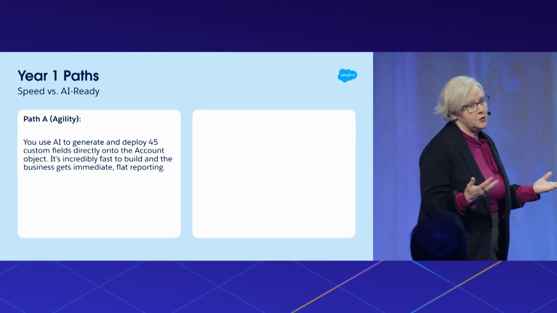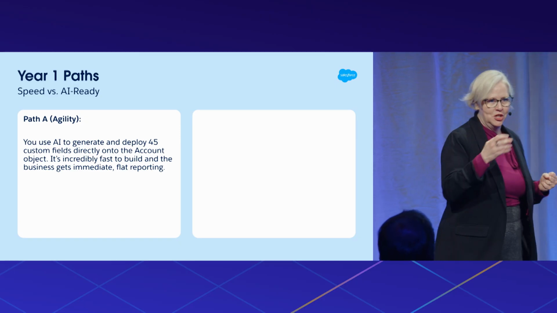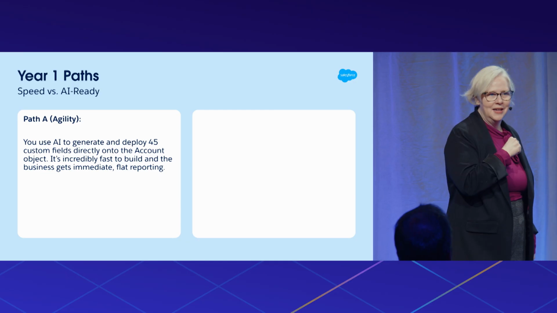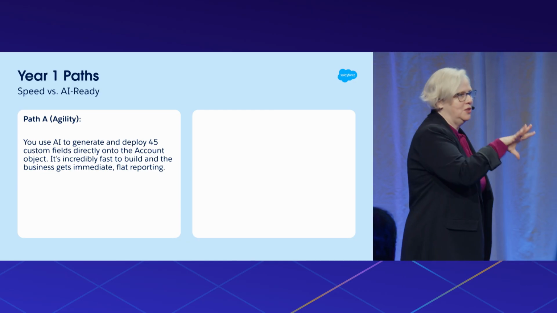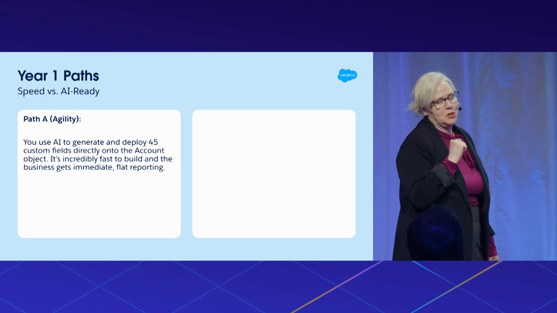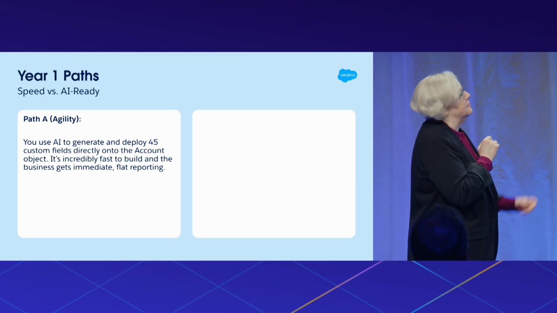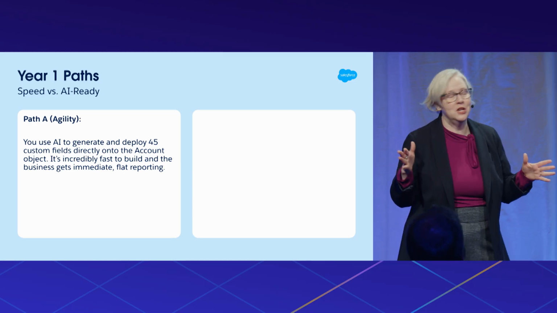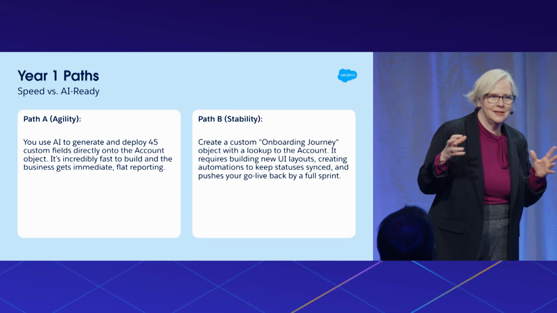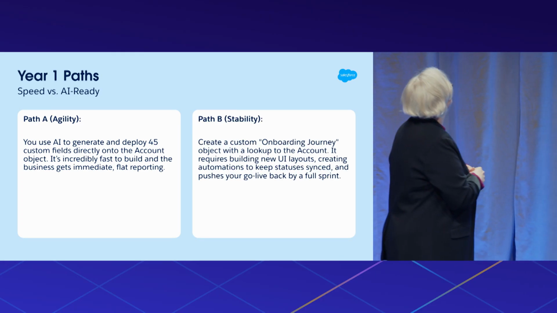We have two different possibilities. First one, you're going to be agile. You're going to jump on it, and you're going to say, you know what? I can use AI and just put in those 45 fields, wham, bam, and then I'm just going to put them on the account object, and very fast, you meet your deadline, but the reporting is a little less than ideal.